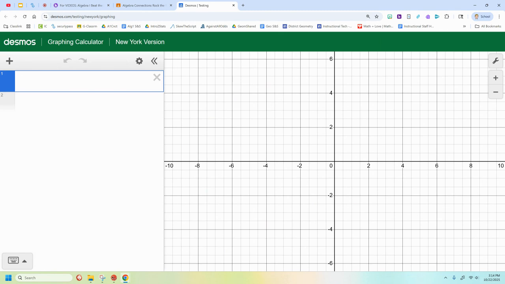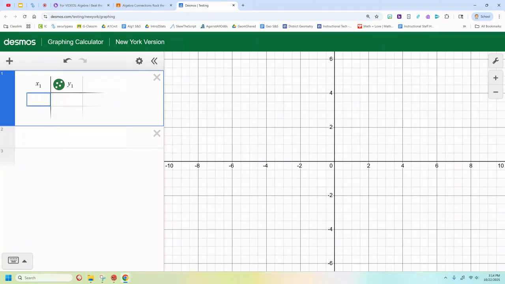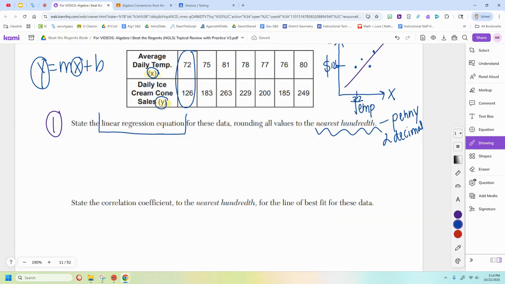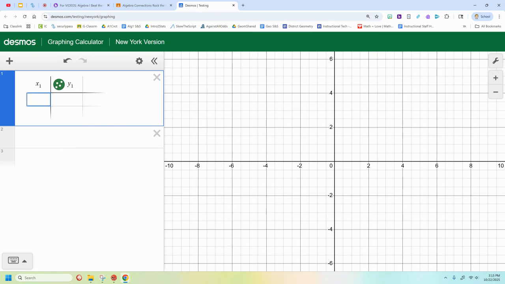So if you start to hit buttons here, that's not the right button. That's not the right button. But if I hit the plus sign, this is where you can say I want to add a table. The first difference is this table works vertically, like up to down, while our table reads from left to right. So our X values that we read, 72, 75, 81, we put into our calculator this way.